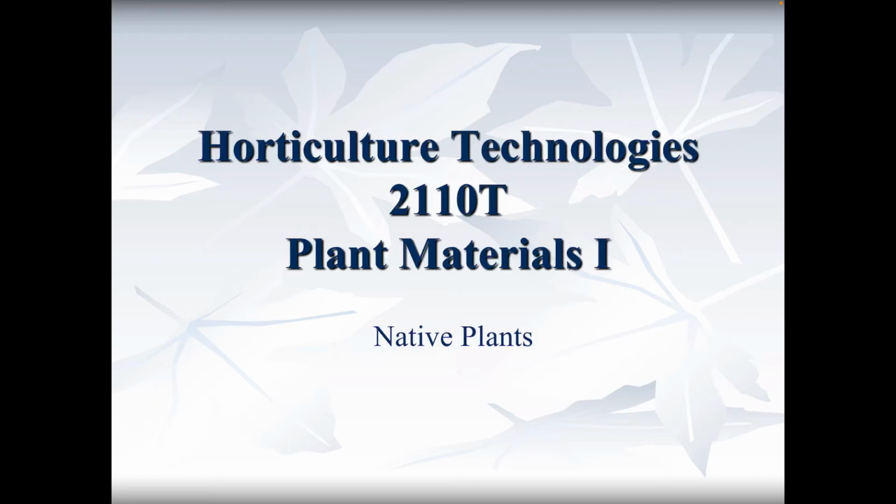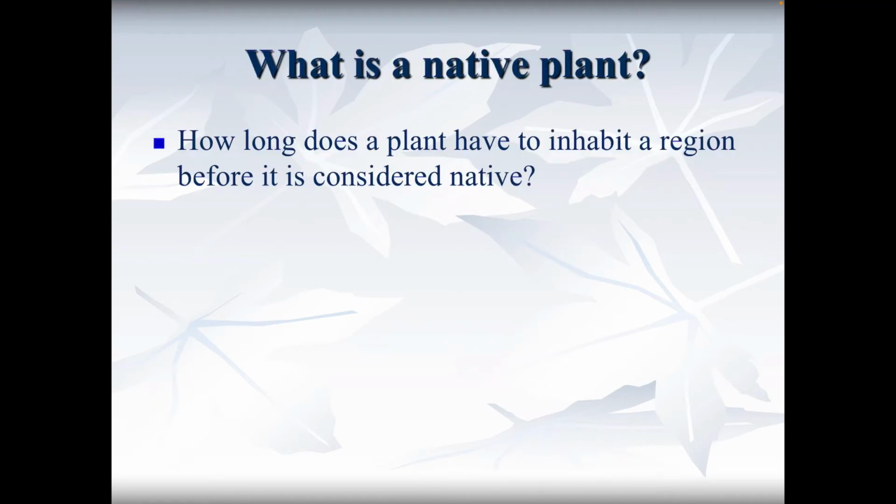Okay, so this is the video lecture for the native plant talk. We have to think about what the definition of a native plant is. So how long does a plant have to be in a region before it's considered native? Is that 200 years, 500 years, 1,000 years, 10,000 years? How do we know? Because plants move around. Their seeds get blown to different areas, their seeds get stuck in animals and they get moved.